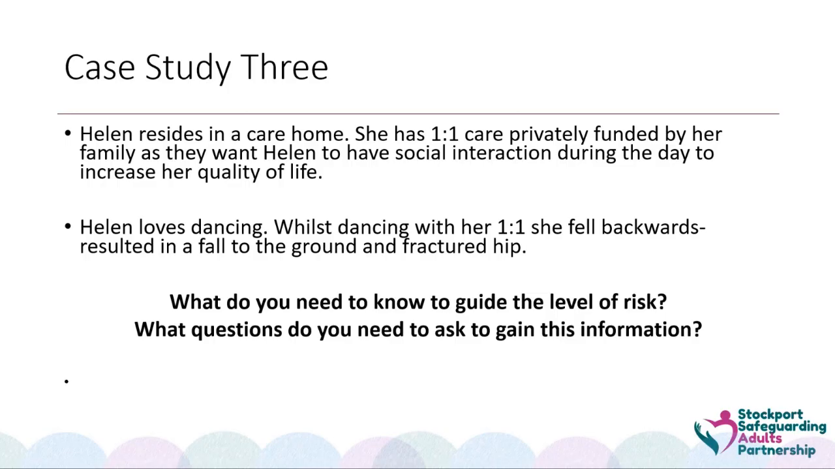So case study 3 is Helen, and Helen resides in a care home. She has one-to-one care privately funded by her family, as they want Helen to have social interaction during the day to increase her quality of life. Helen loves dancing, and whilst dancing with her one-to-one, she fell backwards, and that resulted in a fall to the ground and fractured hip. Again, looking at what we need to know to guide you for that risk level. What questions do we need to ask to gain this information?